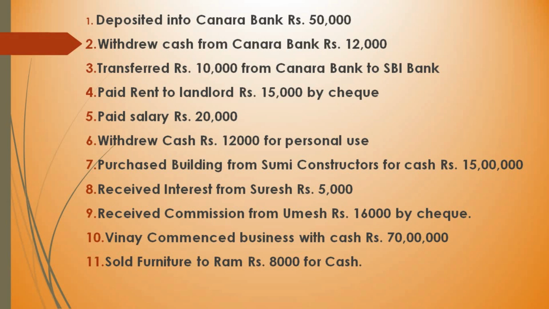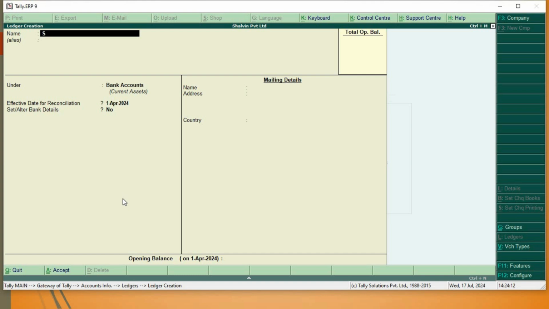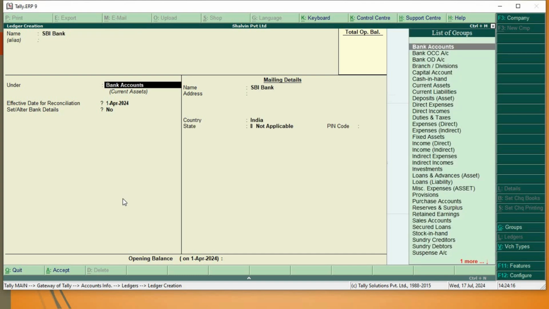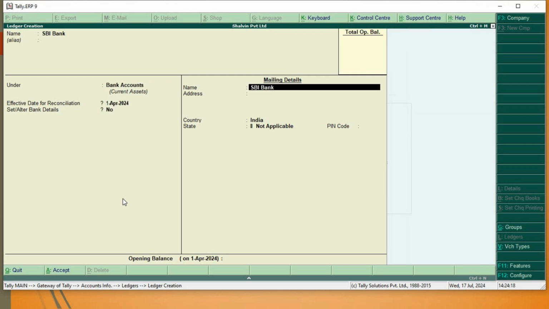And your next transaction, withdraw cash from Canara Bank rupees 12,000. And again the ledger accounts are Canara Bank and cash. So we have already created a ledger by name Canara Bank. No need to create again. Transferred rupees 10,000 from Canara Bank to SBI Bank. Here the two accounts are Canara Bank and SBI Bank. I need to create a ledger for SBI Bank because we already have Canara Bank here. I just create SBI.